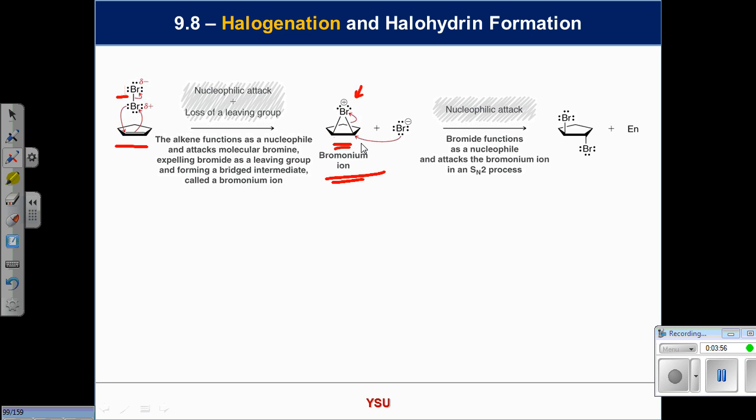Now be very careful. I'm going to say that again. This is behaving as a leaving group, yes. But is it leaving completely? No, because one bond is still attached. But you would still say that's a leaving group breaking off, even though it would still be attached. At the end of this, we end up with the stereochemistry that is observed.